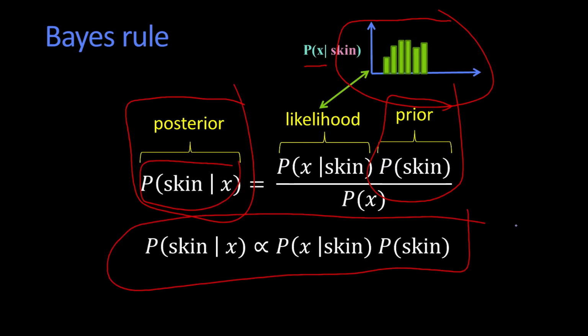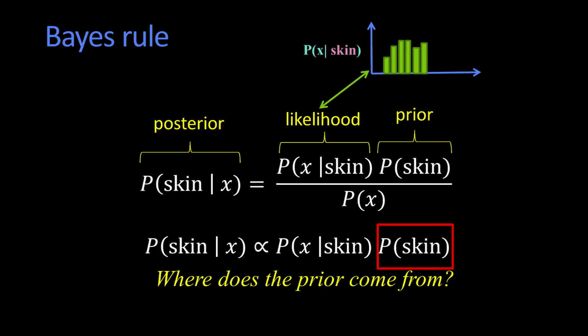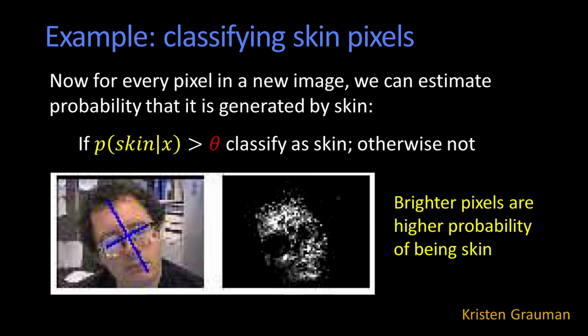The probability of skin given x is proportional to p of x given skin, the likelihood, times the prior. And of course then the question came up of where does that prior come from? And again, we had to learn it somehow from training data. So we showed an example, this is from Gary Bradsky, of classifying skin color. At the end of the day, you would basically take this value and you would compare it to some threshold, and you would say, okay, if it's higher than the threshold, I'm going to call it skin, otherwise it's not.